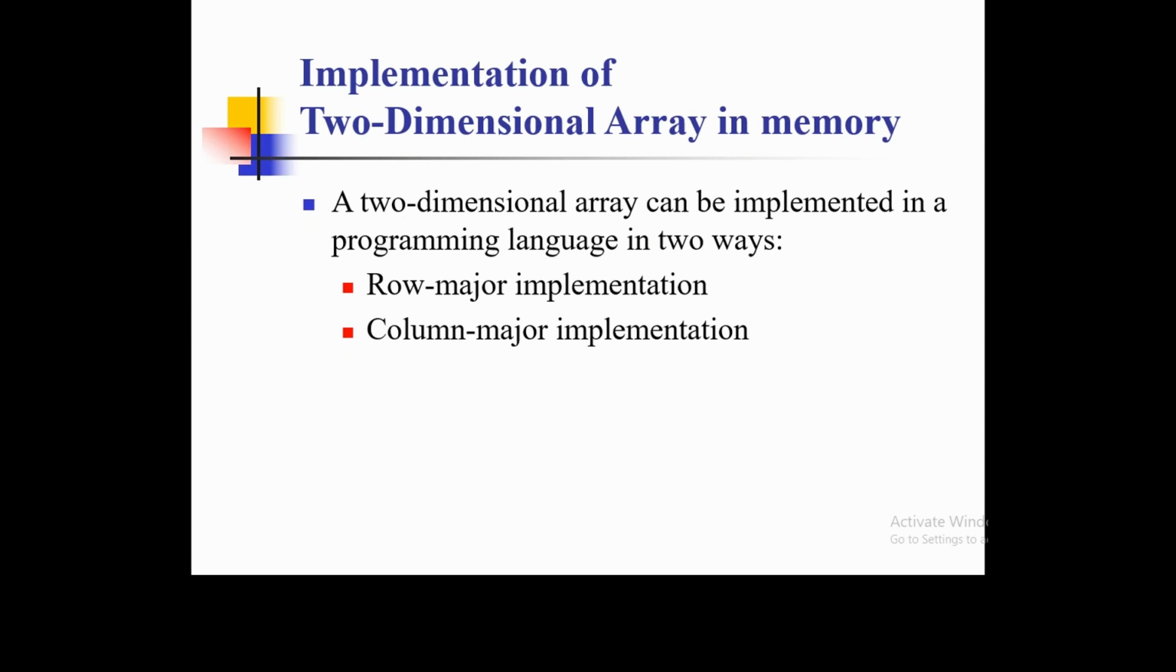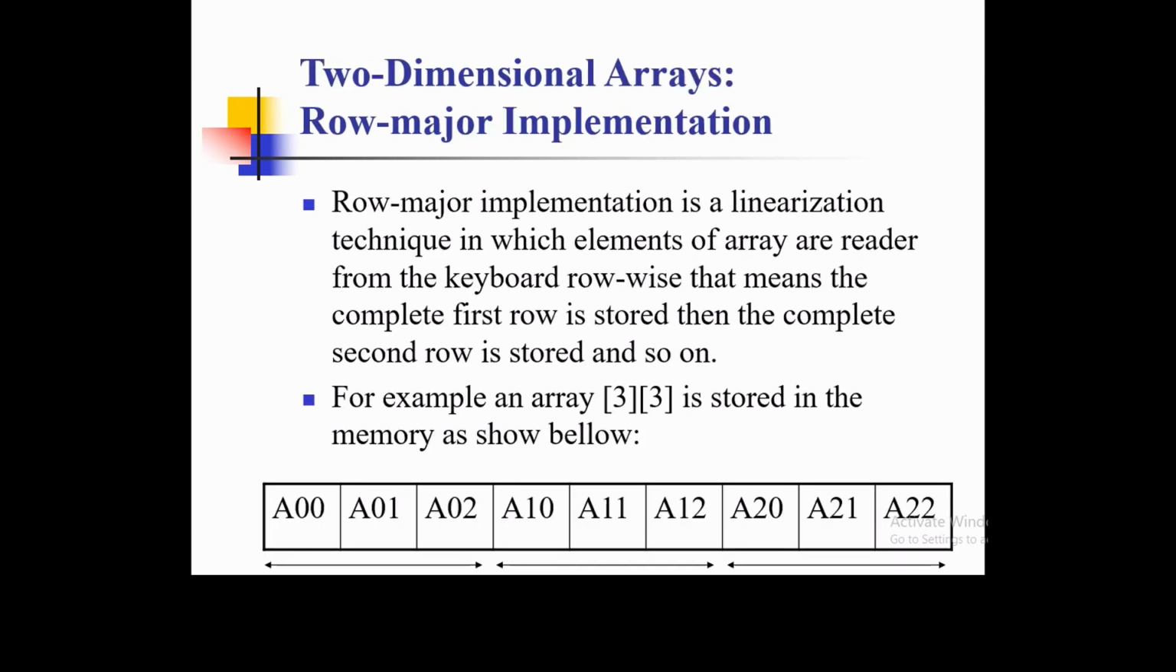Because if we are dealing with the row major implementation, then the address of a particular element will be calculated in a different way compared to an element stored in the column major implementation, because the same element's position will differ in both approaches. So this is the row major implementation order.